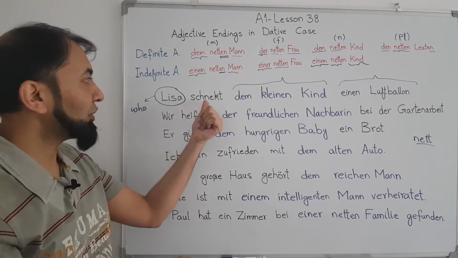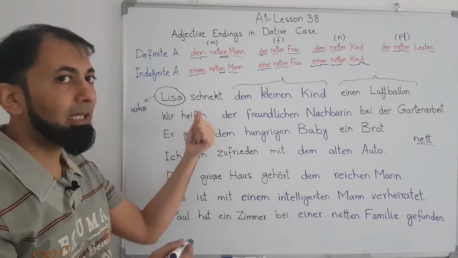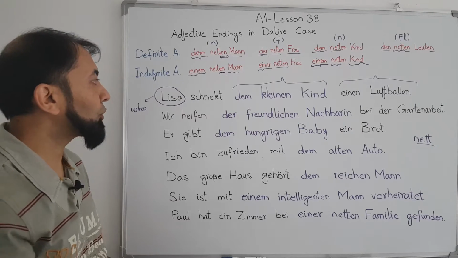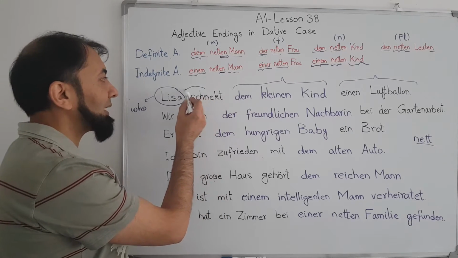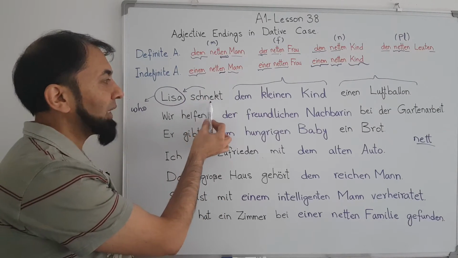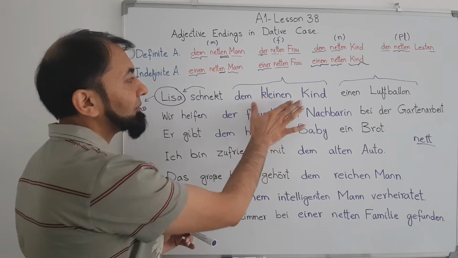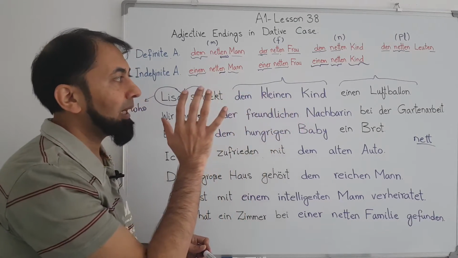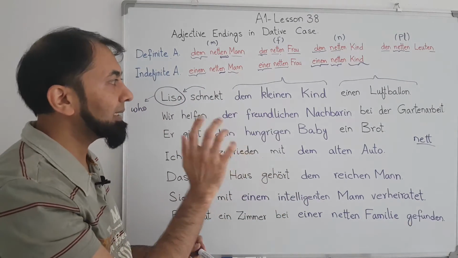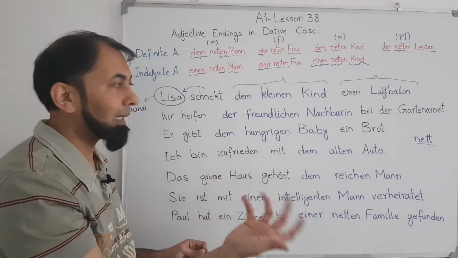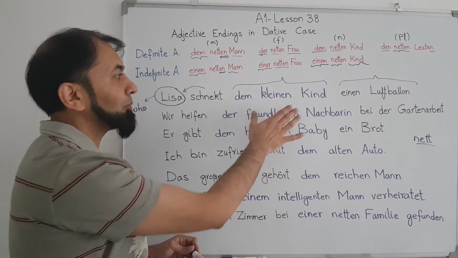So Lisa schenkt. Schenken is a German verb which means to give or to gift, and it is conjugated according to the subject. The subject is Lisa, so for Lisa, schenken will become schenkt. Next is the dative part of the sentence, because Lisa is giving something to someone, and that someone is a small child.